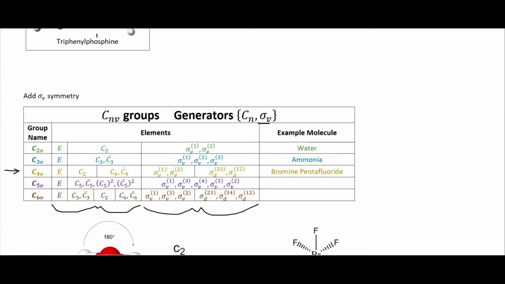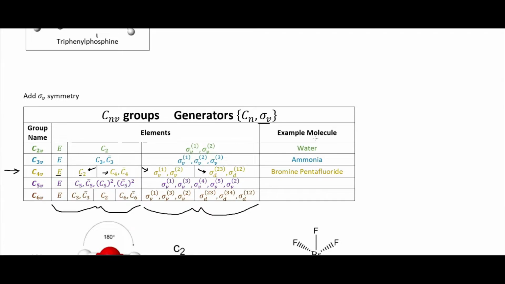So for C4V, for instance, the identity element is a class. We have this C2 here, that's a class. Then these two C4s here are a class, where the C2 is actually two C4s taken one after the other. And then we have our sigma V's here and our sigma D's, which are both in their own classes.